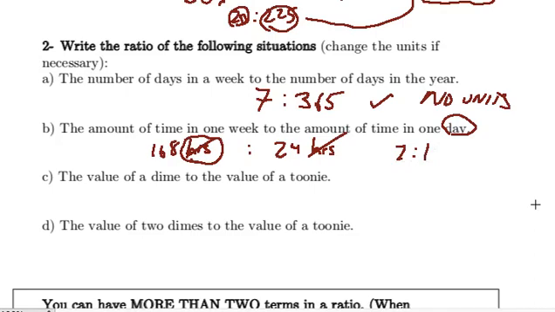Good job. The value of a dime to the value of a toonie. So you could say, well, a dime is 10 cents. I know that. A toonie is $2. So 10 cents to $2. Let's get them both in the same units. 10 cents to 200 cents. Now that we have them in the same units, cancel the units, reduce the fraction, and I get 1 to 20 as my answer, just like that.